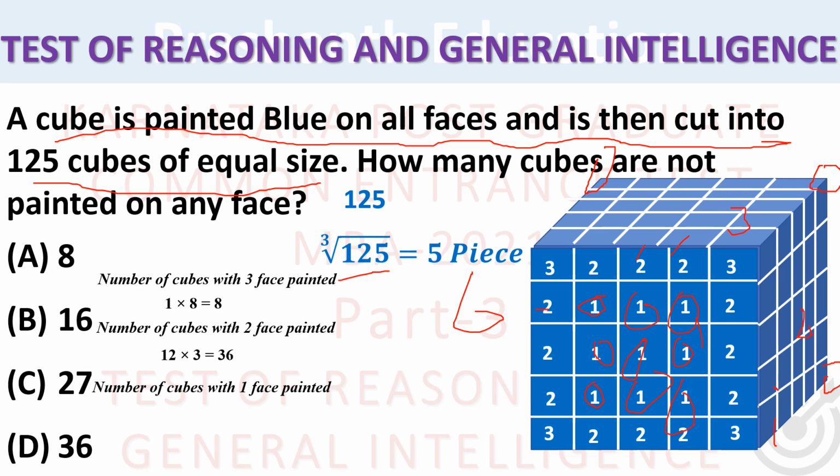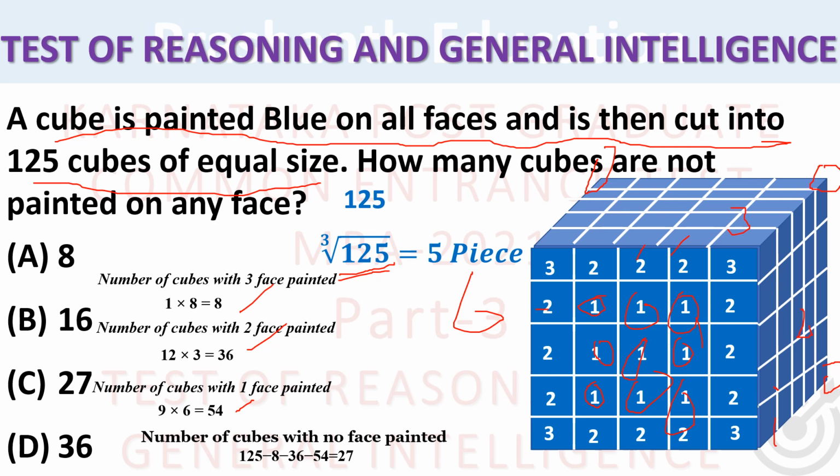So the number of cubes that are painted with one face is 9 into 6. So 6 sides are there. We counted how many cubes: 1, 2, 3, 4, 5, 6, 7, 8, 9. 9 cubes are there. 9 6s are 54. Now once we subtract these 8, 36 and 54 from 125, we will get our answer.